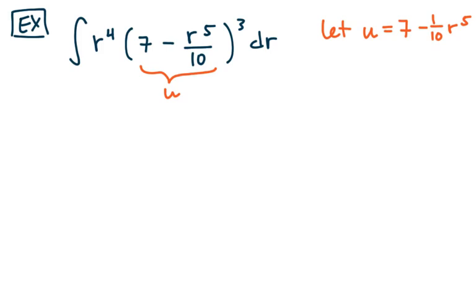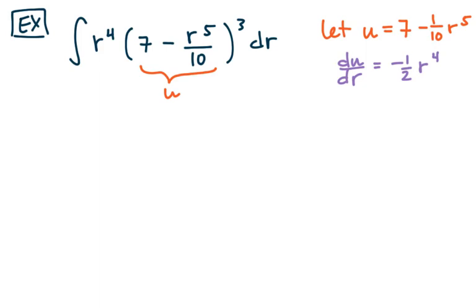So once we have that, then we take the derivative of u with respect to r. The derivative of 7 is 0, so that's going to go away. And the derivative of negative 1/10 r to the 5th is going to become negative 5/10 r to the 4th, and 5/10, that's the same as negative 1/2 r to the 4th.